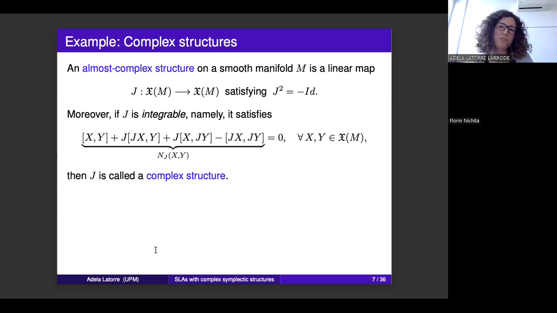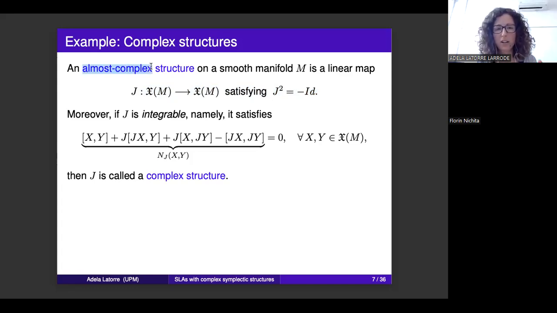And I'm going to focus on complex structures because they will be related to the complex symplectic structures I want to define later. To define a complex structure, first we need to consider an almost complex structure, which is just an endomorphism on the space of smooth vector fields that satisfies this identity here. Let's say that an almost complex structure is somehow imitating the imaginary unit of the complex numbers. So an endomorphism like this is just an almost complex structure.